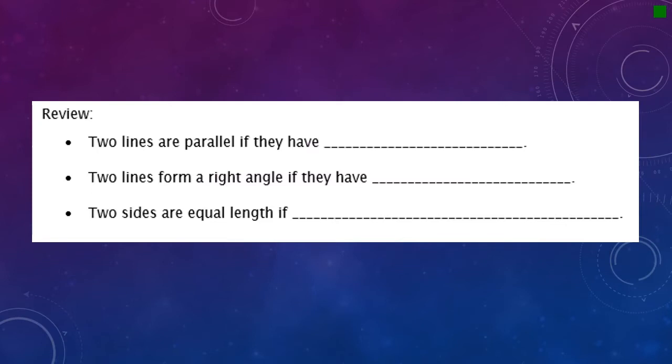First, a quick review about slopes and distances. So two lines are parallel if they have the same slope. Two lines form a right angle if they have perpendicular slopes. And just as a reminder, perpendicular slopes are opposite reciprocals.